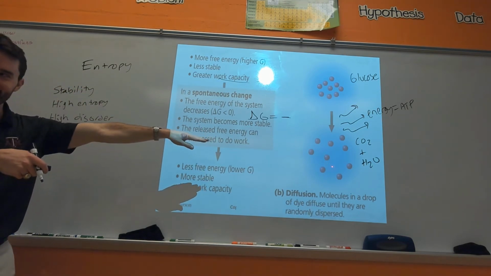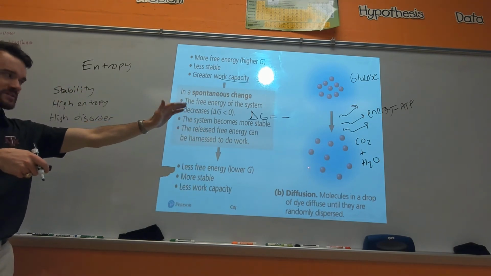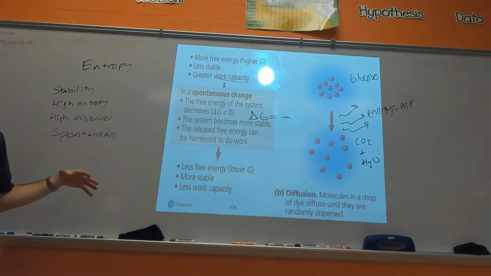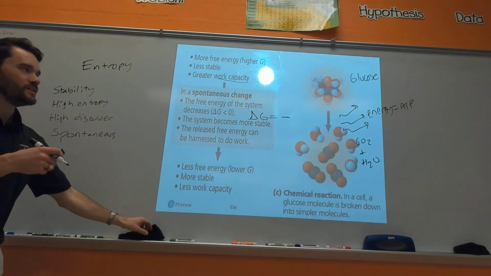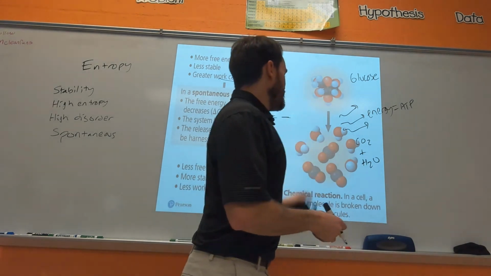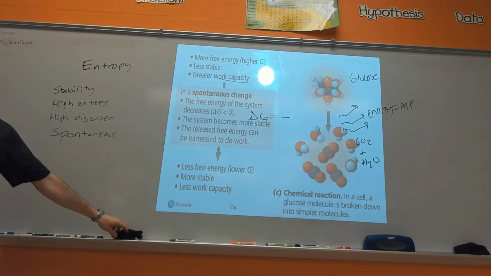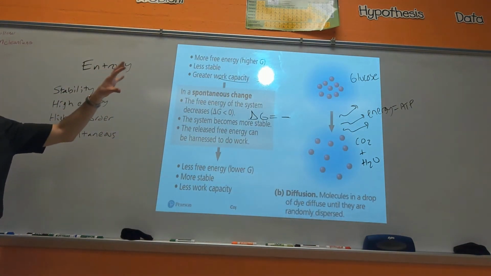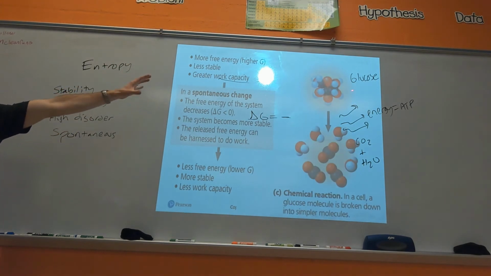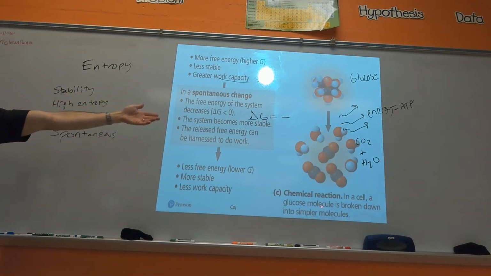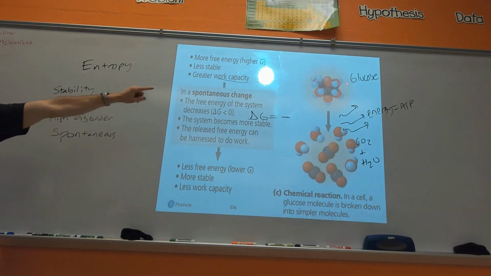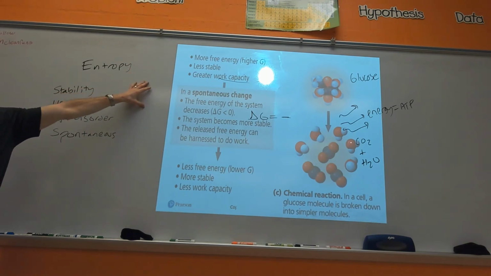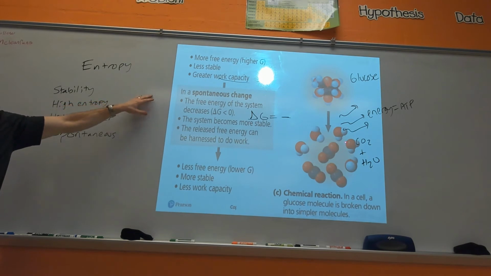This is more stable. Backwards thinking. This is more stable because it's higher entropy, more disorder. Okay. Moving on. This was just showing you basic molecules. I think it's actually glucose. This is glucose being broken into water here, and this would be CO2.